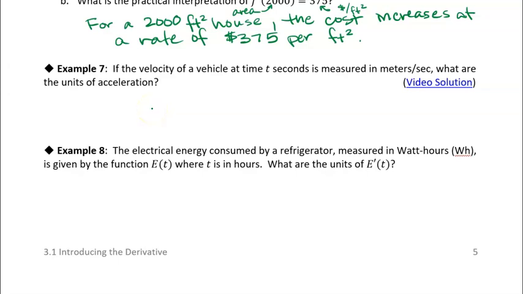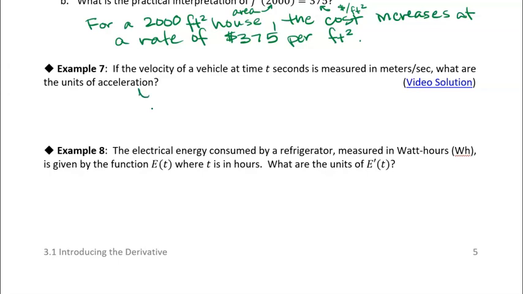All right. Example 7 says, if the velocity of a vehicle at time t seconds is measured in meters per second, what are the units of acceleration? All right. So first of all, what is acceleration? When we step on the accelerator, we change our speed. Our speed increases, right? So it's the rate of change of velocity.